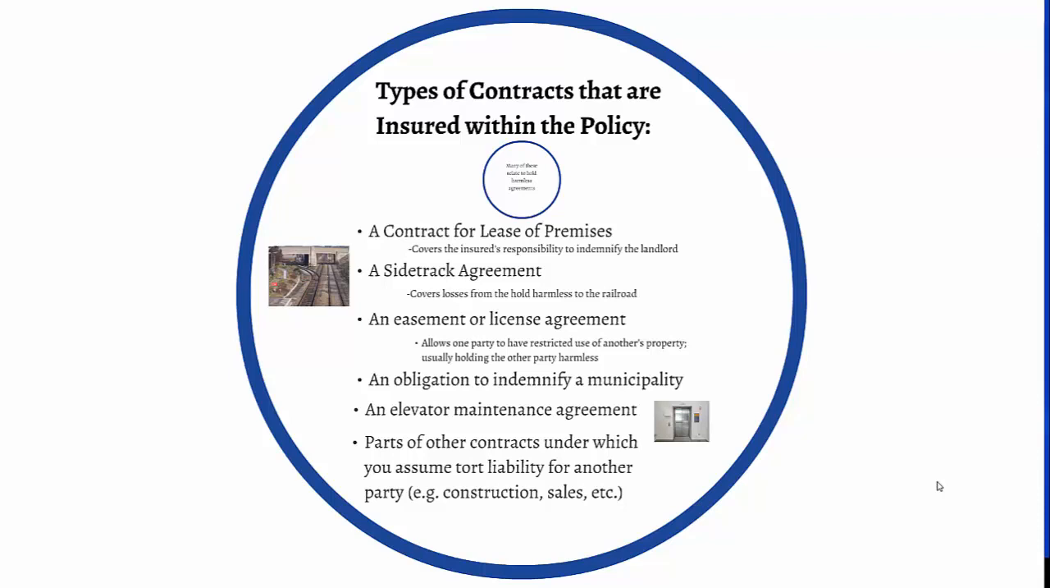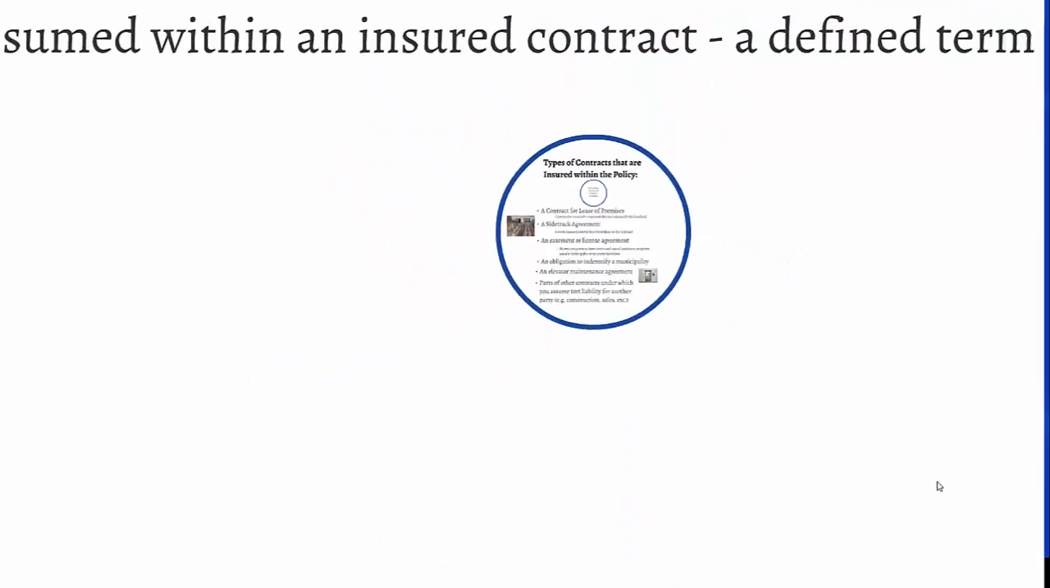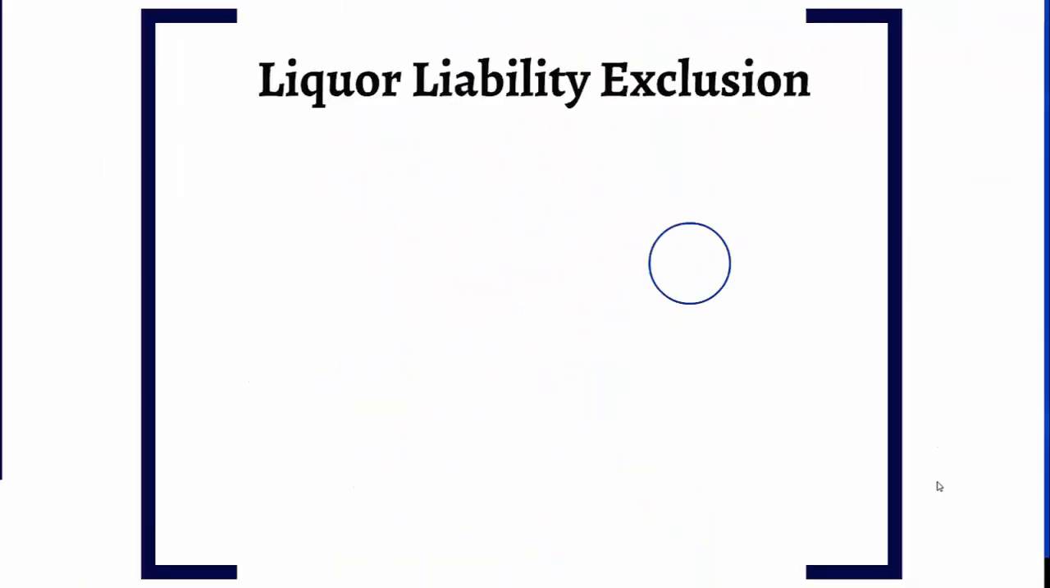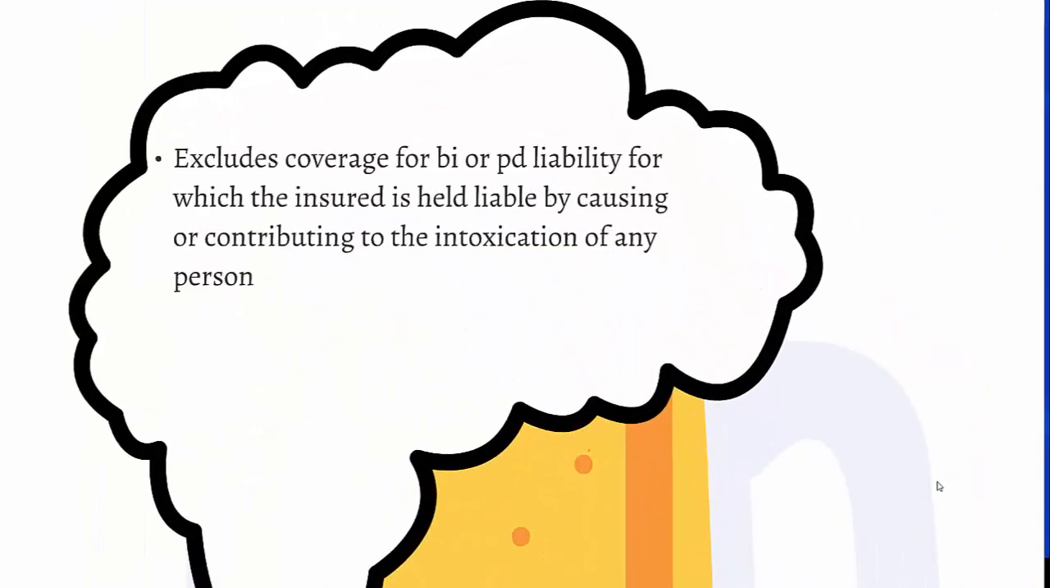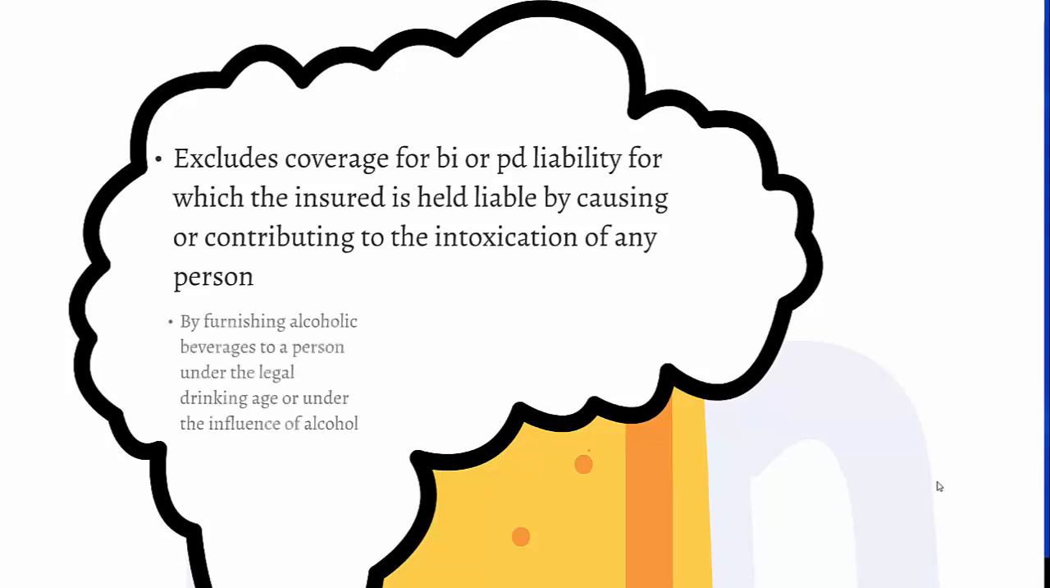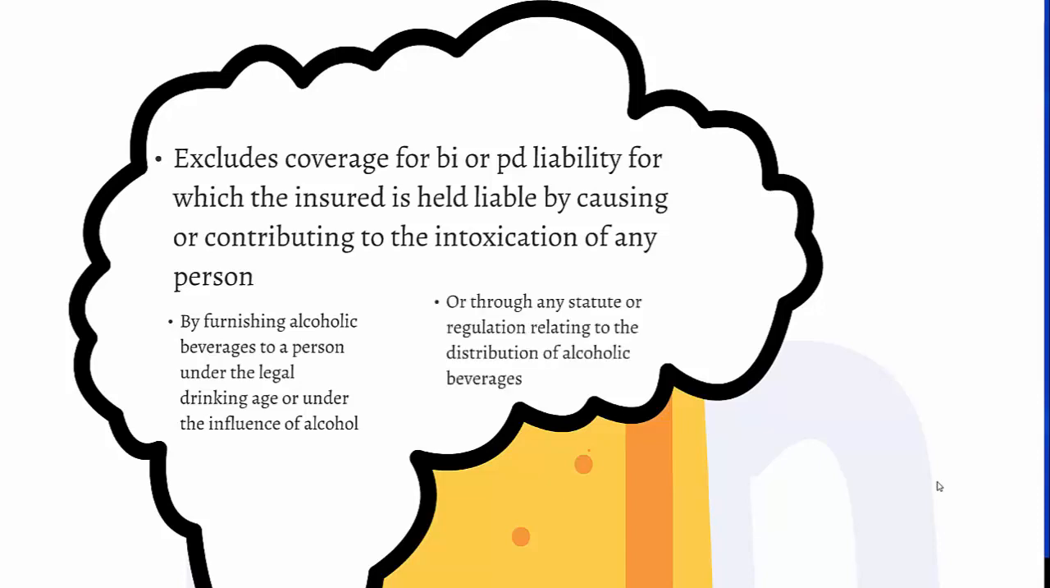And now let's look at the liquor liability exclusion. This excludes coverage for bodily injury or property damage liability for which the insured is held liable by causing or contributing to the intoxication of any person, which occurs by furnishing alcoholic beverages to a person under the legal drinking age or under the influence of alcohol, or through any statute or regulation relating to the distribution of alcoholic beverages.